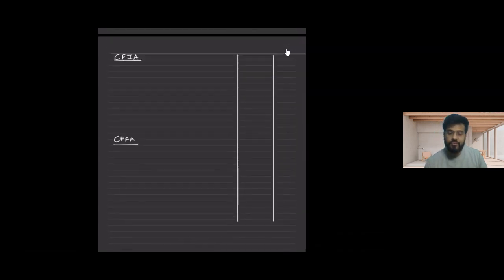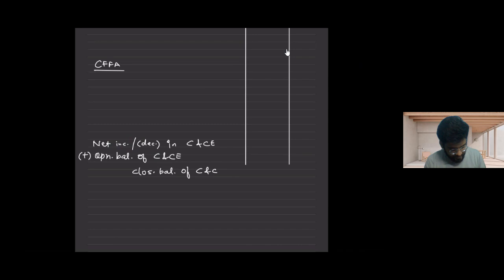When you have got all the totals of cash flow from operating, cash flow from investing, and cash flow from financing, then you are going to calculate the net increase or, in brackets, decrease in cash and cash equivalents. That is the main change in your cash and cash equivalents. Then you will add the opening balance of cash and cash equivalents. From there, you will get the closing balance of cash and cash equivalents. So that is the format which you will go through.